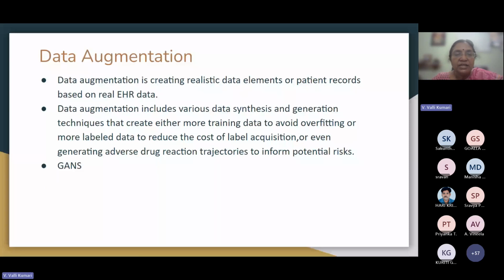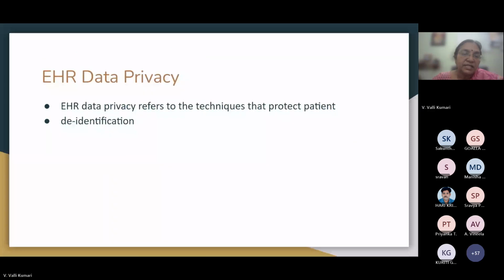Next is data augmentation, which we were talking about. We can make use of GANs, generative adversarial networks, to generate extra, additional data. And for data privacy, we may make use of de-identification or anonymization techniques.